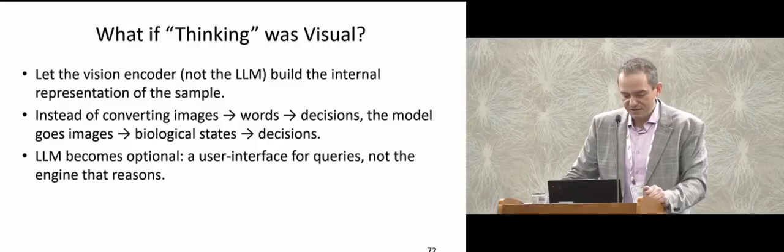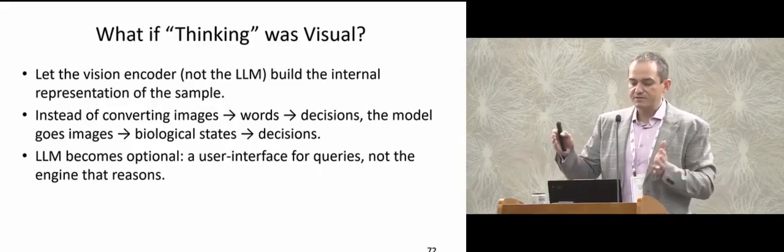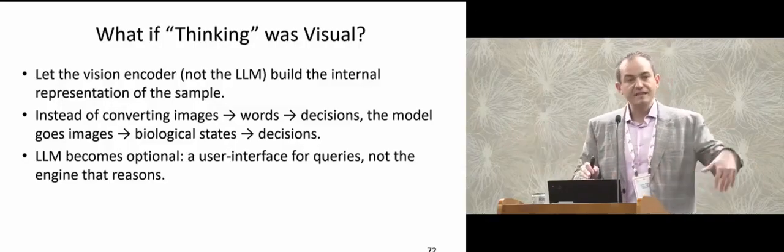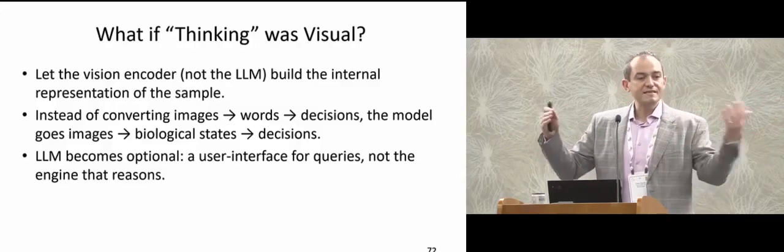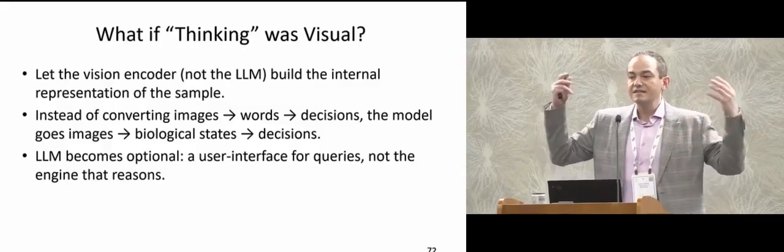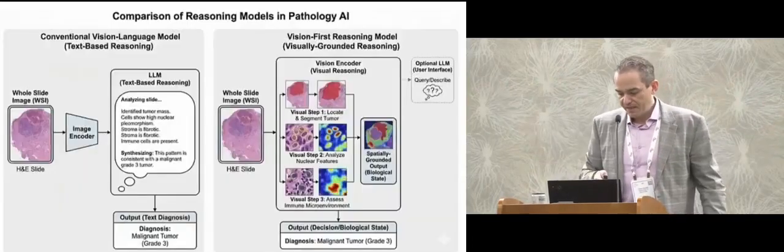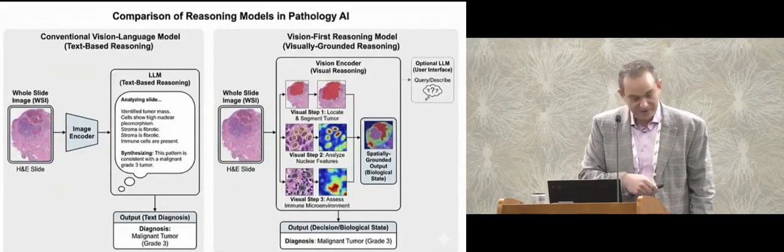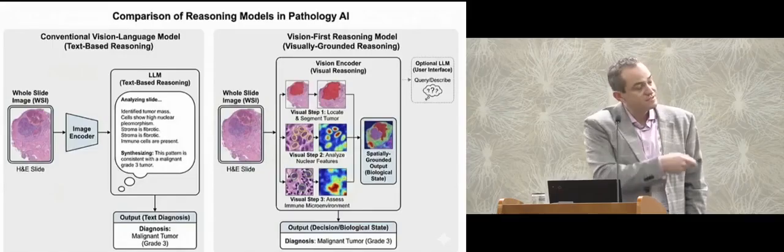What if the vision encoder, not the LLM, built internal representation assemblies? Instead of converting images to words to decisions, the model goes images to biological states to decisions. The LLM could become an optional thing that injects context, not the brain thinker. Yeah, so this is just trying to juxtapose what these two look like, thinking in words versus thinking visually.